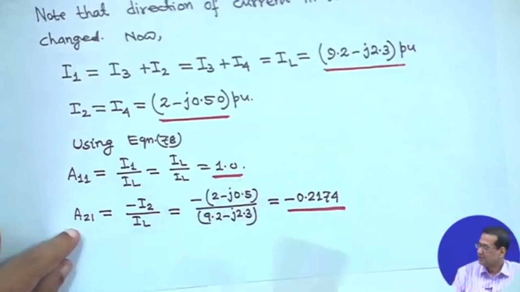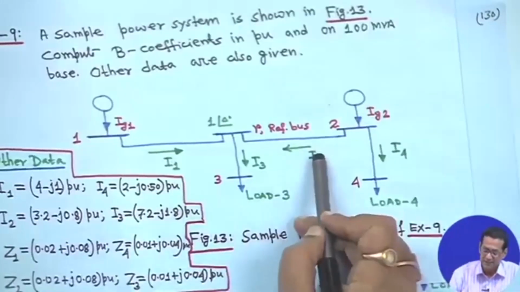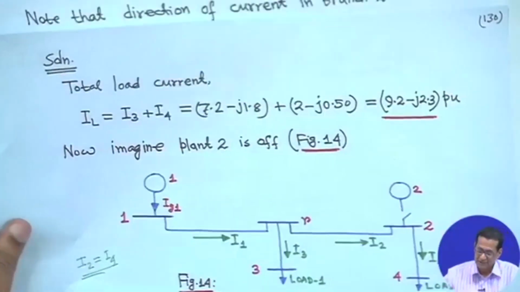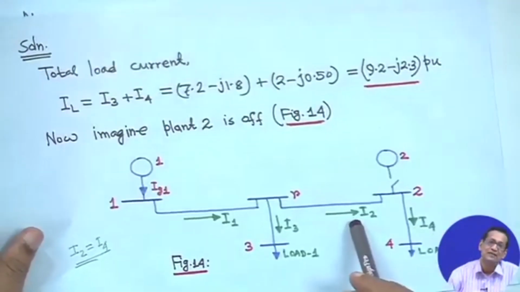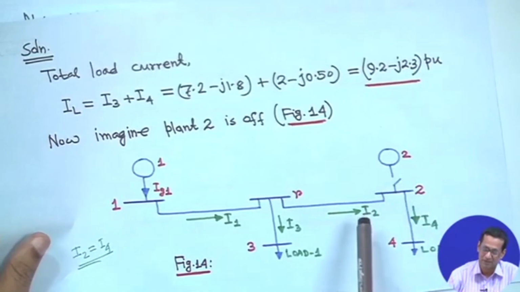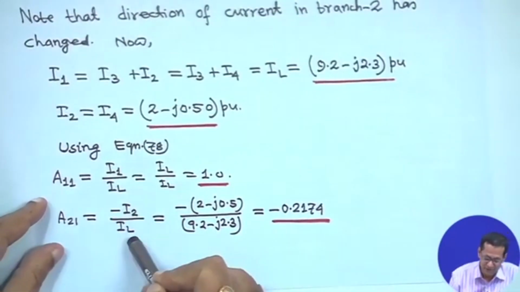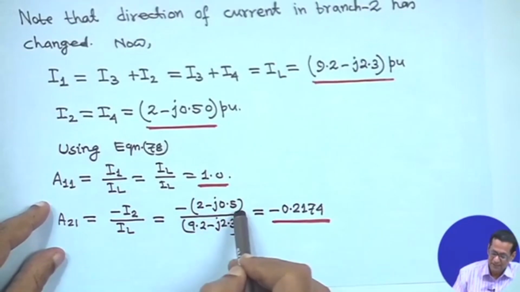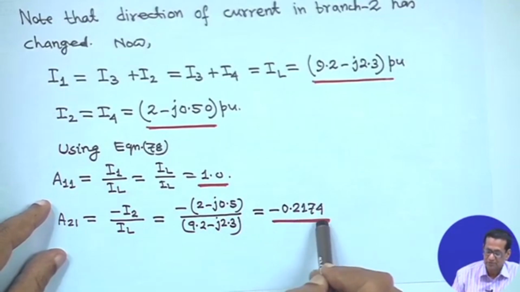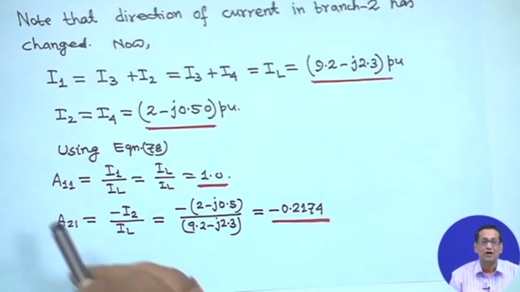Similarly, for A 2 1, the direction in the original diagram was this way for I 2, but as soon as this is off, the direction has changed. So a minus sign will be there, because the direction of I 2 is changed from the original one. A 2 1 will be minus I 2 upon I L, that is minus (2 minus j 0.5) upon (9.2 minus j 2.3), which becomes minus 0.2174. That is your A 2 1.